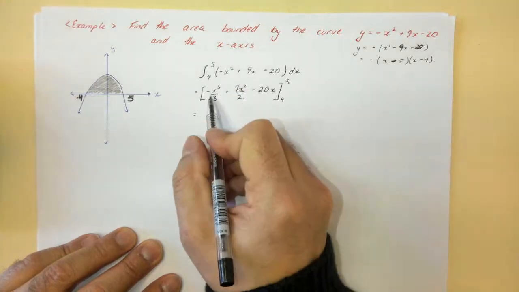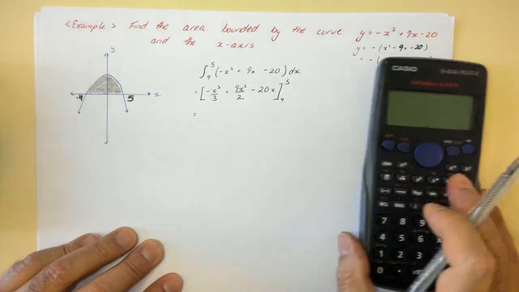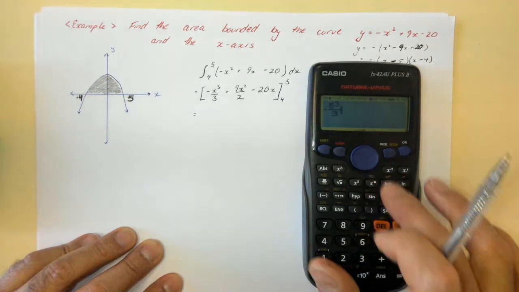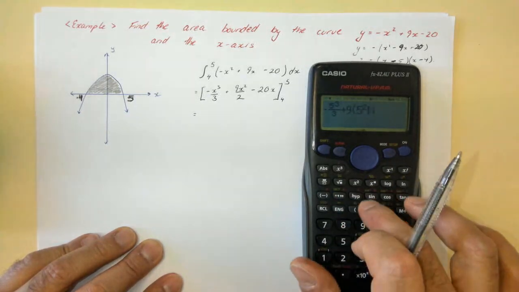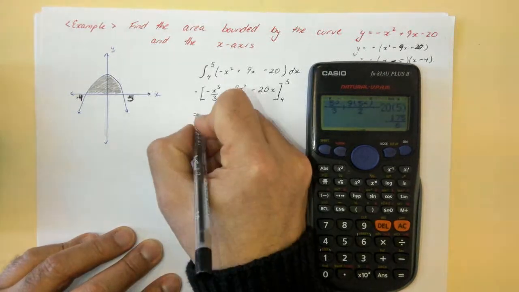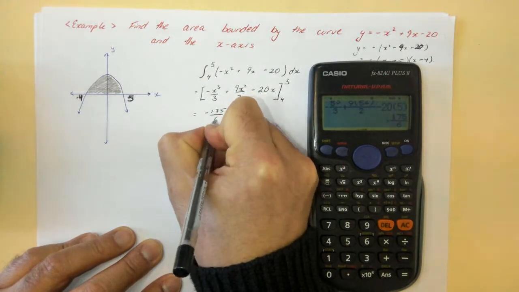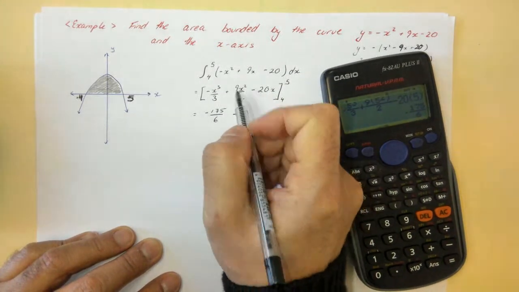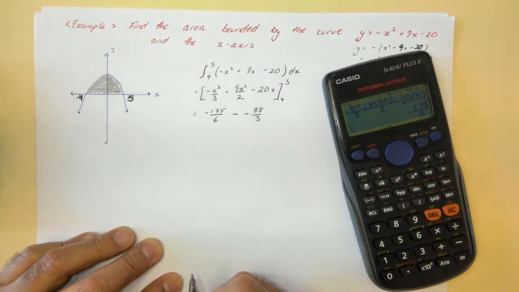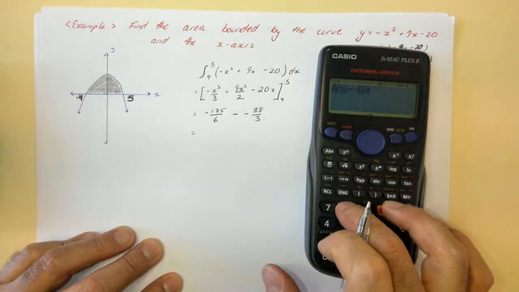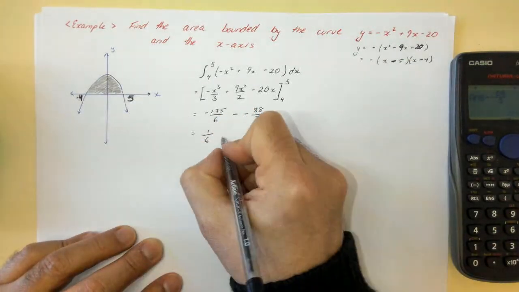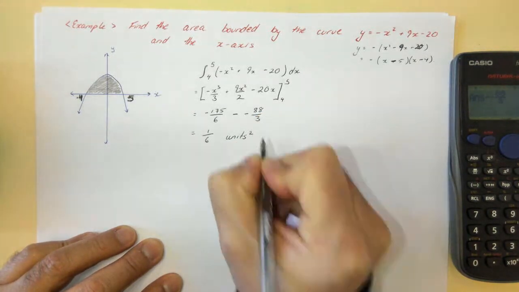Okay. So by plugging in 5, I get negative 5 cubed over 3 plus 9 lots of 5 squared over 2 minus 20 times 5. So we get negative 175 over 6, minus, now if I plug in 4 into this, I'll get negative 88 over 3. Okay. So my solution is 1 over 6. Now remember it's an area, so it's units squared.